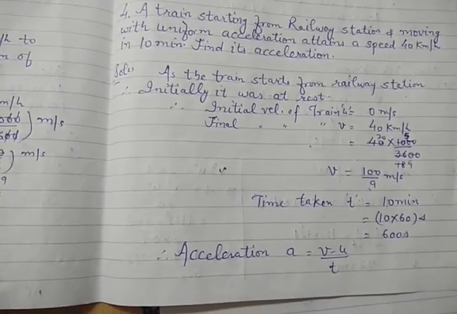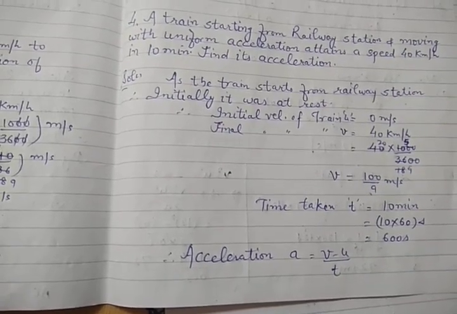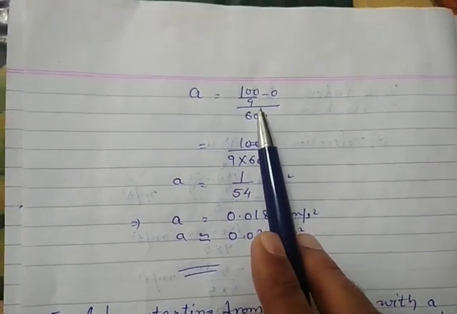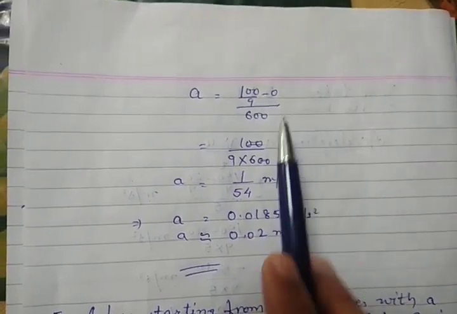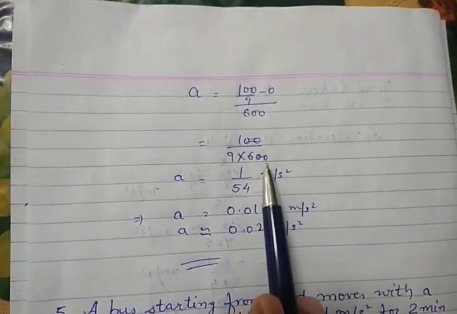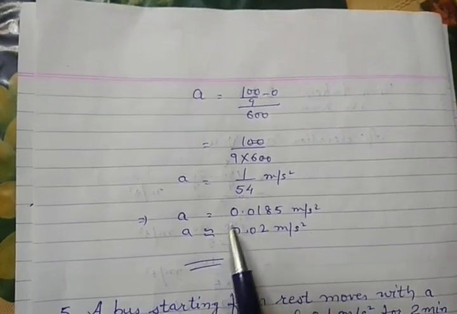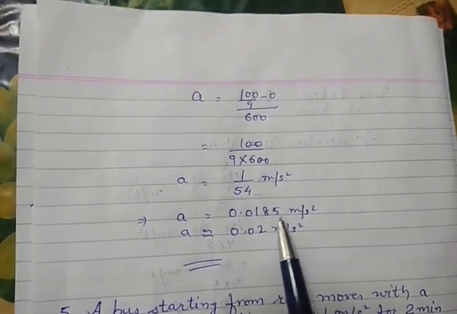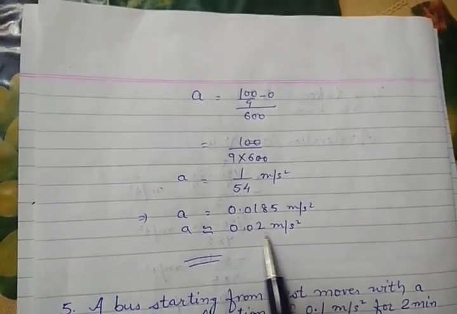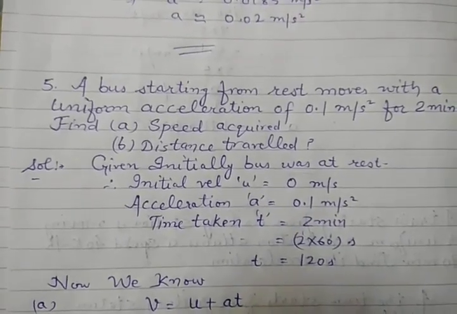And we know that acceleration is (v minus u) by t, that is change in velocity by time taken. So by putting the values, we will get v, that is 100 by 9 minus 0, this is the initial velocity, by 600, this is the time taken. So again 100 by 9 into 600. By cutting, you will get 1 by 54. By dividing, this will be equal to 0.0185 meter per second square, or approximately 0.02 meter per second square. Now the next question is there.